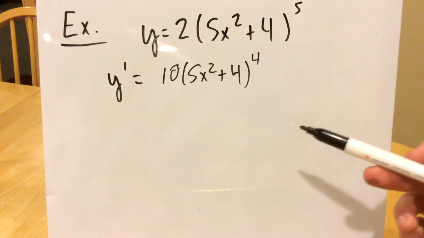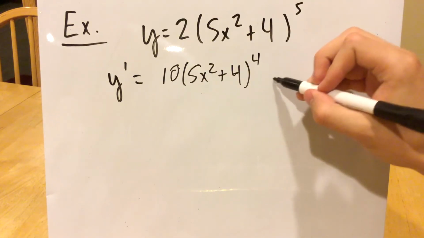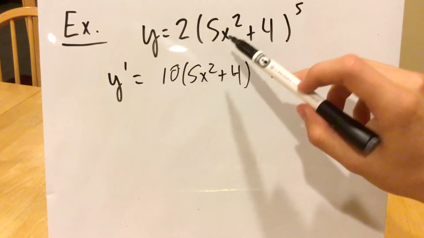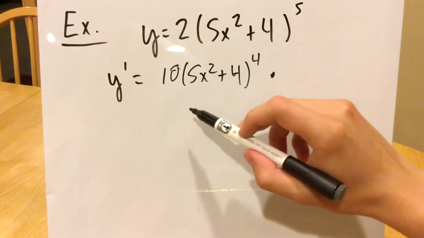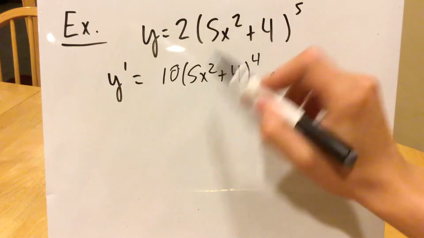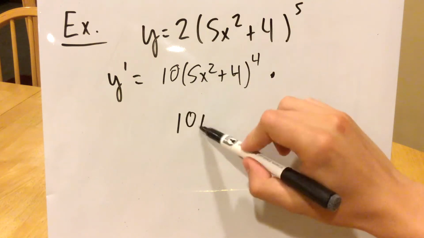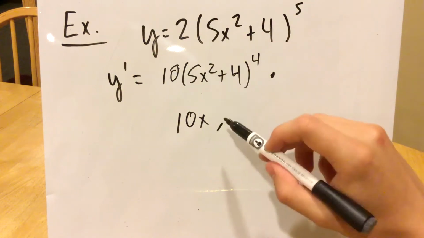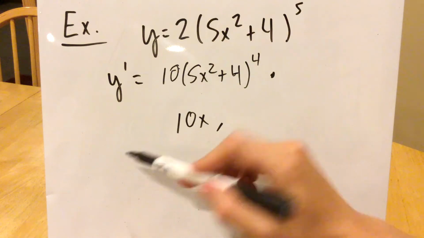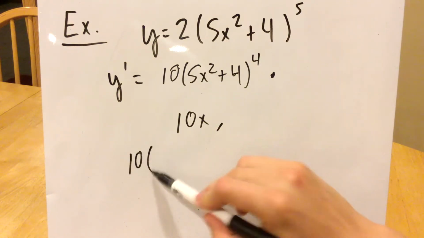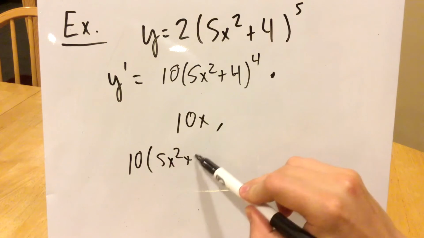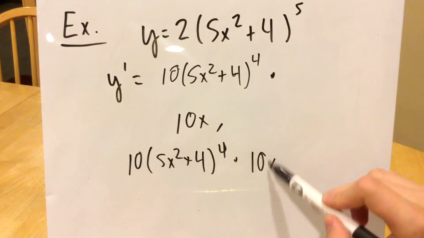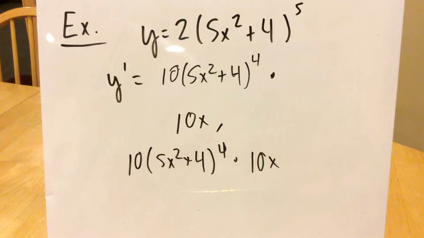To finish the problem, we have to multiply by the derivative of the inside. The derivative of the inside is 2 times 5, so that's 10x, and then the derivative of 4, since it's just a number, is equal to 0. So our final answer is (5x squared plus 4) to the 4th power times 10x. And that is what we have.